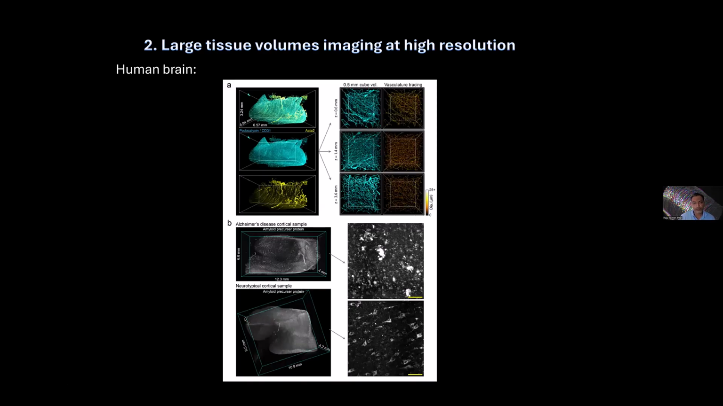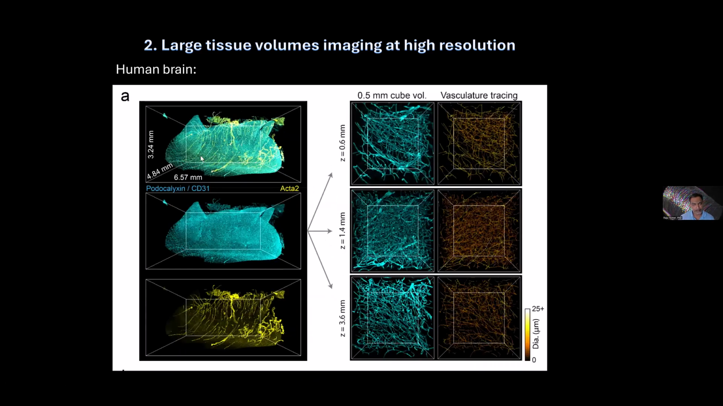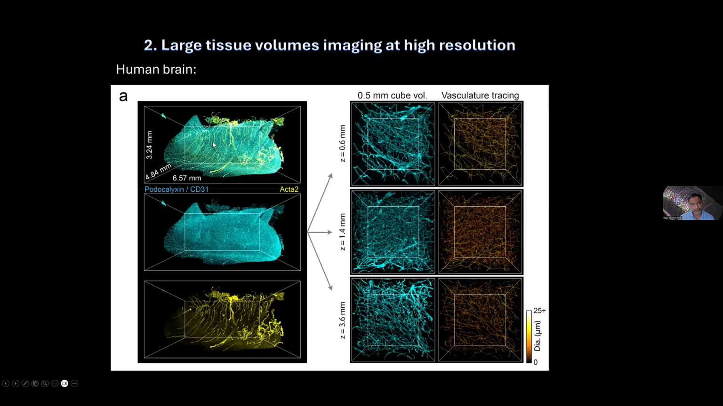All right, so we also demonstrated the system is compatible with really large tissues. In this example, showing the imaging of chunks of human brain. In this first example, this chunk of human brain is stained with antibodies against podocalyxin and ACTA2 to label the vasculature. And here on the right, you can see sub-volumes, small volumes at different depth in the sample.